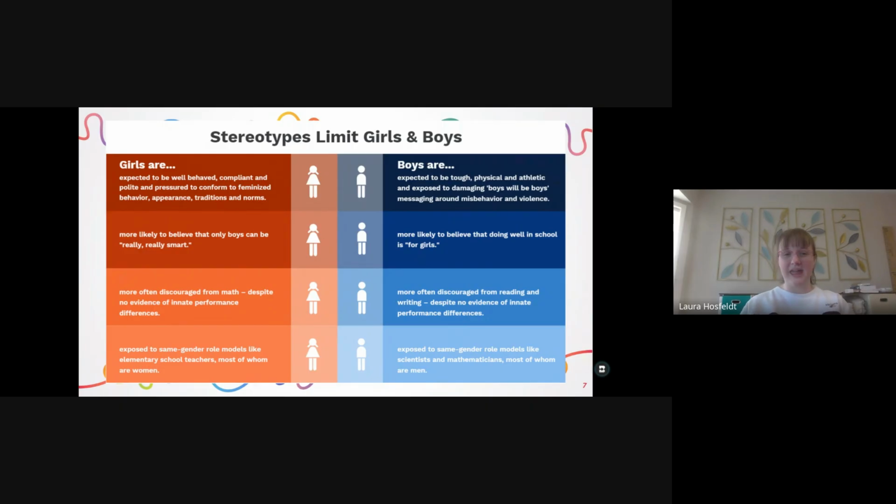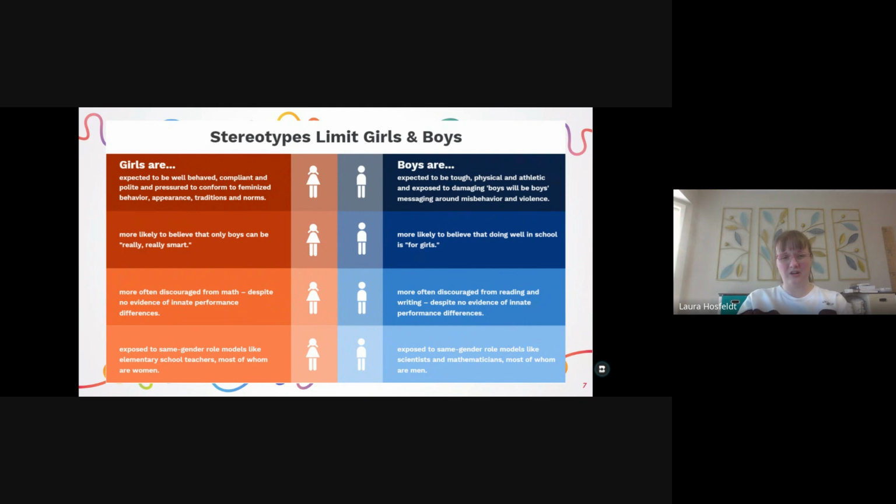Girls are expected to be well-behaved, compliant, and polite, conform to feminized norms, etc. Whereas boys are expected to be tough, physical, athletic, and have that "boys will be boys" nonsense that often makes permissible, if you will, misbehavior and violence, which we really don't want to keep seeing continue. Girls are more likely to believe that only boys can be really, really smart. Again, which is a problem, right? Whereas boys are more likely to believe that doing good in school is something for girls.